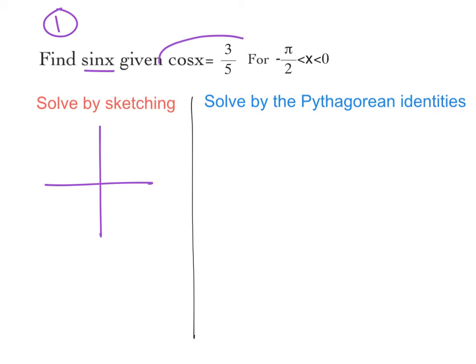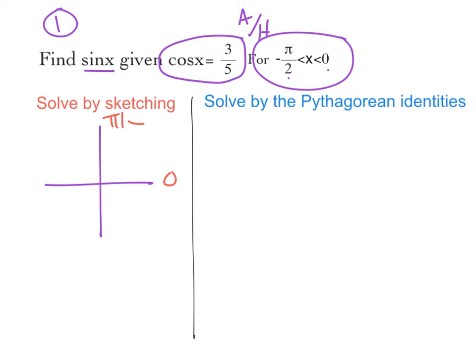So I'm telling myself I know cosine, so I'm saying that's adjacent over hypotenuse. And now here they're telling me exactly what quadrant to draw it in. I have to be between negative pi over 2 and 0. Well, I'm going to go ahead and label this. Remember that's 0, pi over 2, pi, 3 pi over 2, and back to 2 pi. Also known as 0, 90, 180, 270, 360.